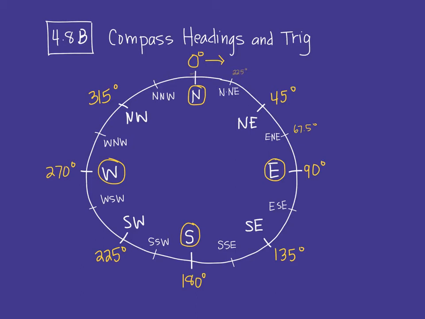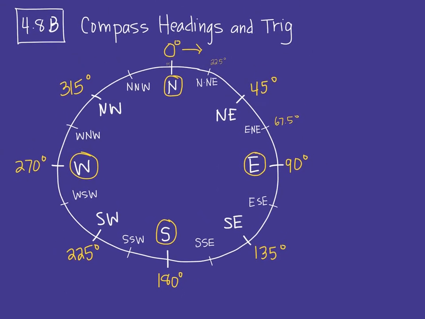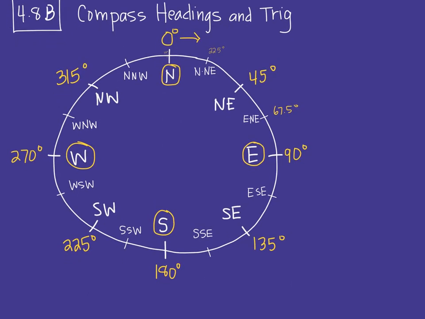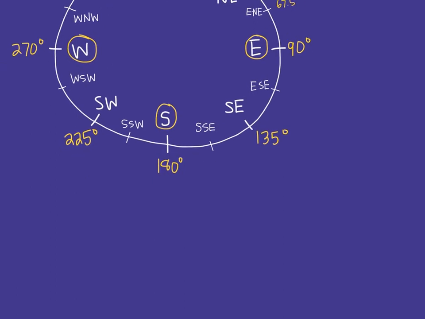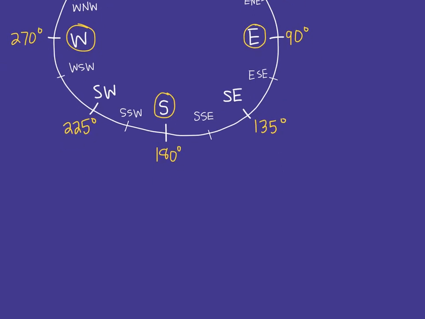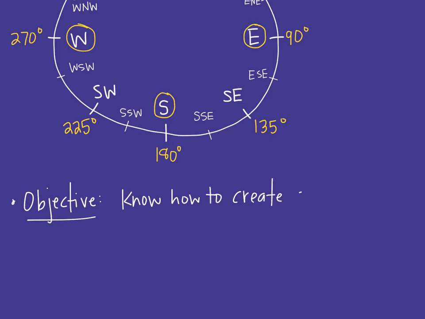Okay, how is this connected to trig? Knowing how to read a compass bearing or a heading translates into creating a reference triangle. And so that's what we need to think about today, is how to create reference triangles for every compass heading. And so that is our goal, objective today: to know how to create a reference triangle out of a bearing.